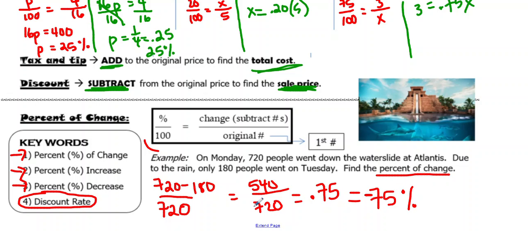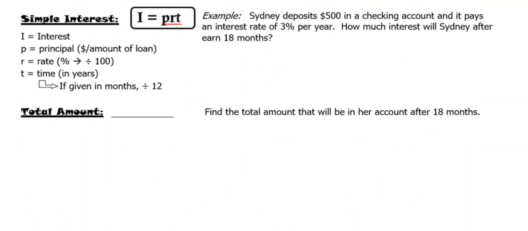All right, next, after percent of change, we are going to talk about simple interest. When we did interest, we did simple and we did complex interest. For the SOL, you only have to know simple interest. And here is your formula: I equals PRT.